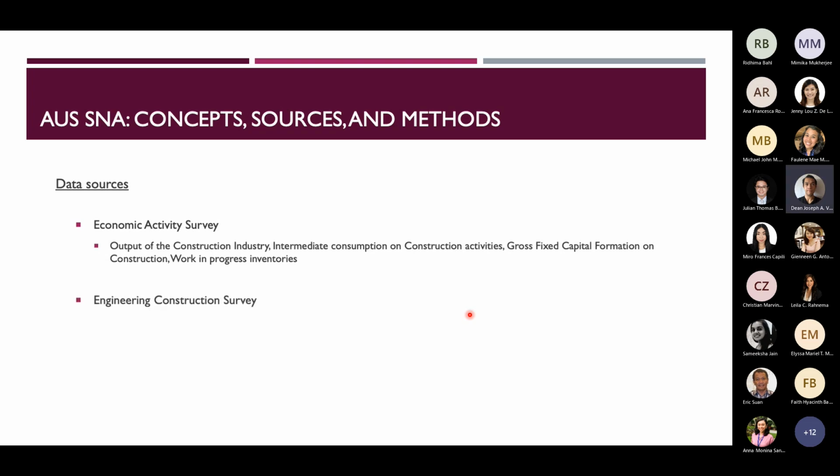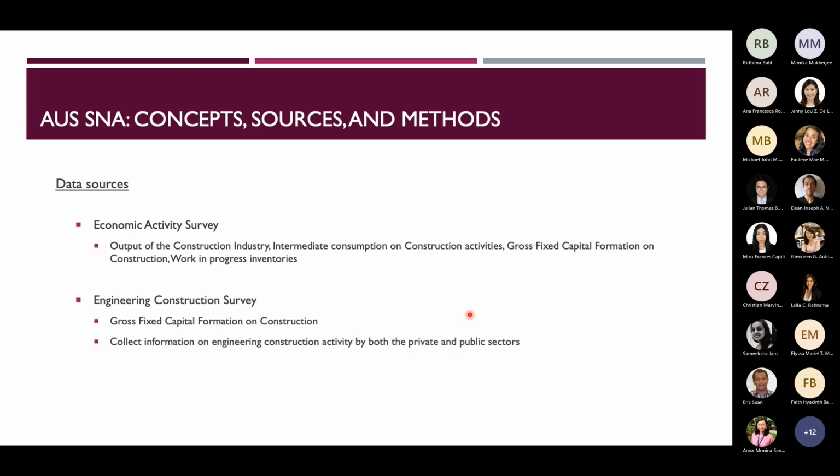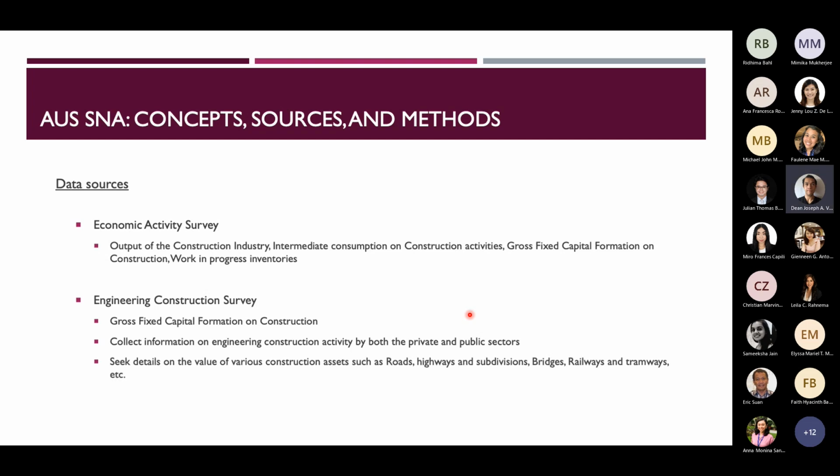To supplement this survey, they also have an engineering construction survey. This is used for the gross fixed capital formation on construction, and they're collecting information on engineering construction activity both by public and private sectors. The objective of the survey is to seek details on the value of various construction assets such as roads, highways, subdivisions, bridges, railways, tramways, and so on and so forth.